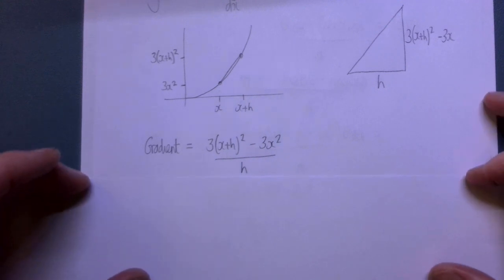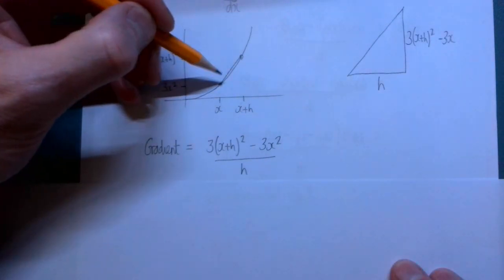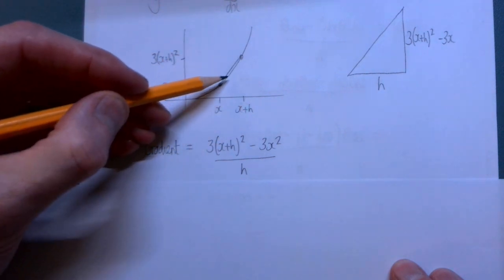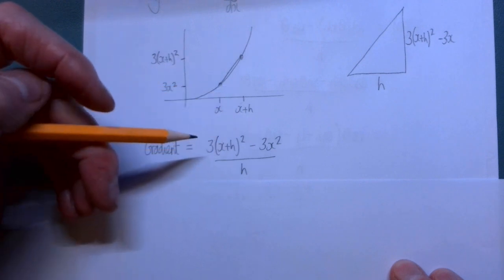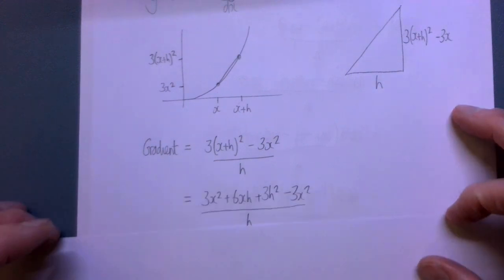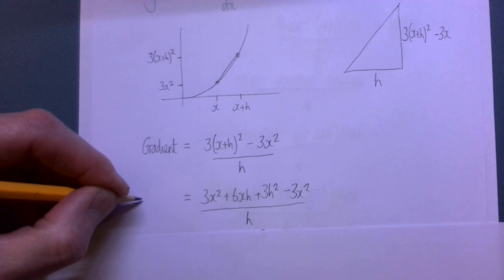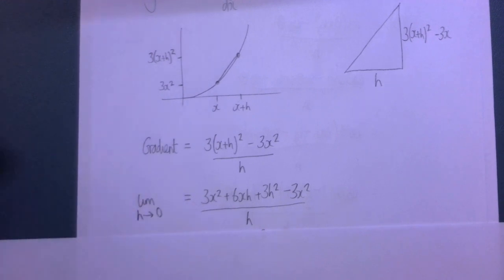And then the genius thing is that this chord is a better approximation as h gets smaller. As you move this point closer and closer to the original point, you get closer and closer to the actual gradient. So what we say is, right, we want to work out what this is. Let's find the limit of this as h tends to 0.